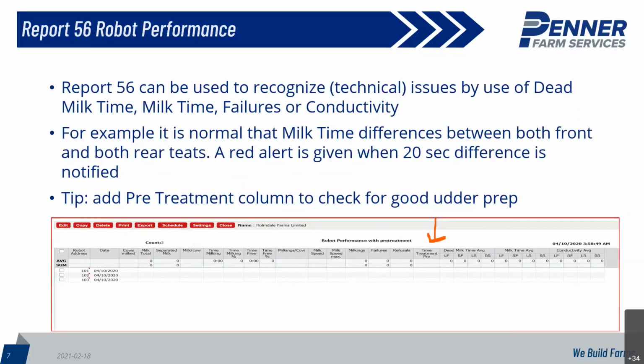Second report that we had some questions on is report 56, robot performance. What does that exactly tell us? So it mostly tells you how the robot is performing. So it looks at milk time, dead milk time, failures in connectivity, and so on. It is normal that the milk time here varies a little bit between the two quarters on the front and between the two quarters in the rear. But if it gets to be too much, there definitely are some issues. So we can look at that in the next slide.